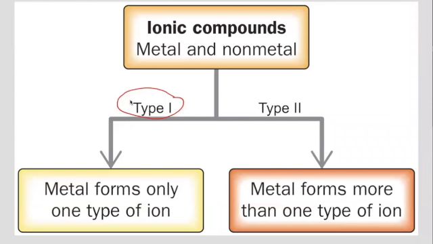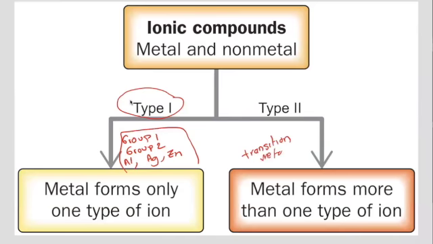Type 1 is going to consist of metals that only carry one charge. They only like to form one charge. This is going to be your group 1, your group 2. It's also going to be aluminum. It's going to be silver, and I believe it's going to be zinc. These metals always carry the same charge. Type 2 are going to be your transition metals. They like to carry multiple charges.